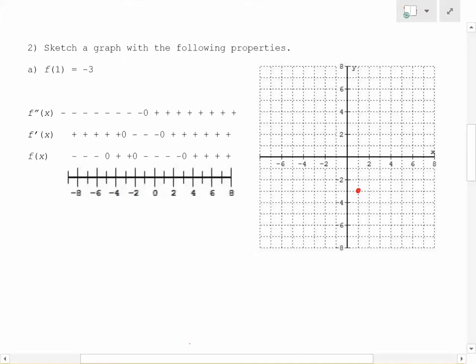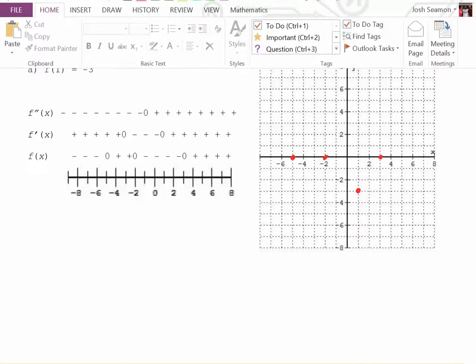Those are going to be at what? Negative 5. Where else? Negative 2 and what? 3. So we know that the graph passes through those points. That's really important to have. What does it tell us about the derivative? It tells us it's positive in a certain place.